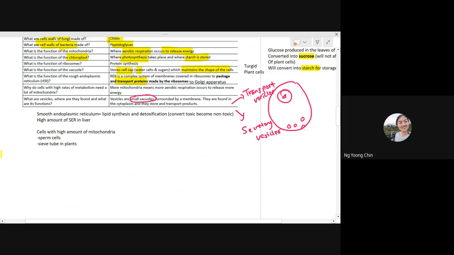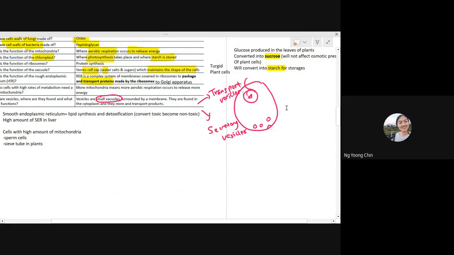Where is the transport vesicle? Okay, you still remember that the proteins are being synthesized in the ribosome. So you need the rough endoplasmic reticulum to help to transport the proteins made from the ribosome to the Golgi apparatus. So this is the time they will use the vesicle.